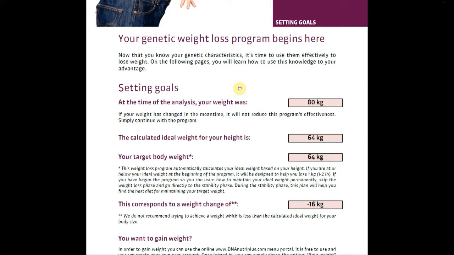Now, you also had the option, when you ordered the test, to define your target body weight, the weight you wanted to reach. And this is down here. Now, you might have given a number. In this case, you will see this number here. Otherwise, we just take your target body weight as being your ideal body weight.